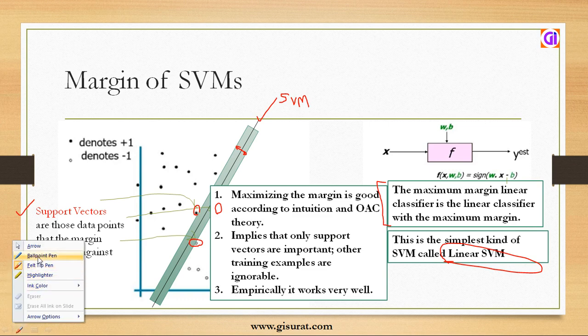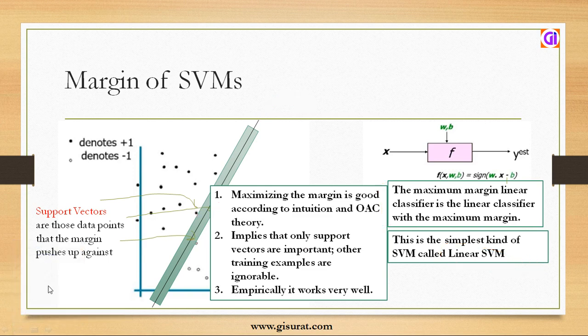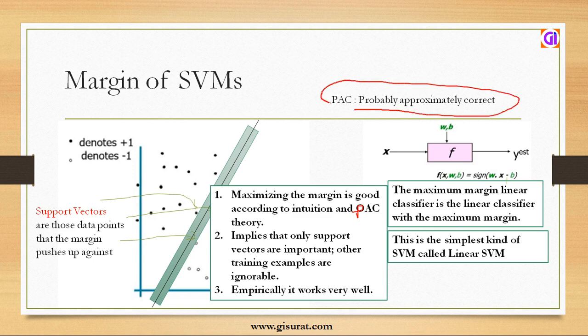Otherwise, there are different things. One minute, let me just remove all this. Okay, maximum margin के कुछ न कुछ benefits हैं, कुछ अलग-अलग benefits बोले. The first thing is, maximizing the margin is good according to the intuition, and this is PAC. That is PAC theory. What is PAC theory? It is probably approximately correct.